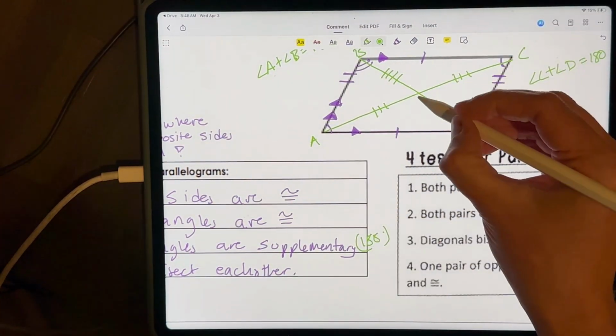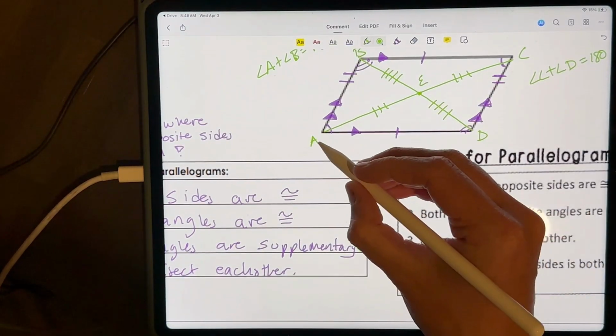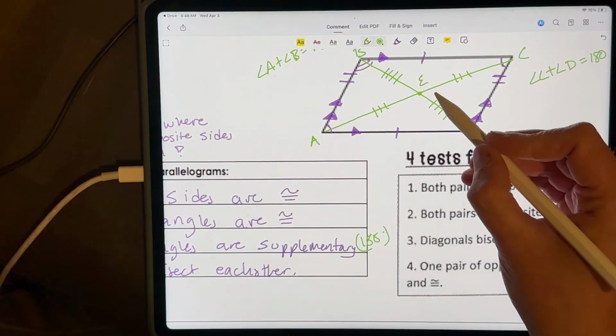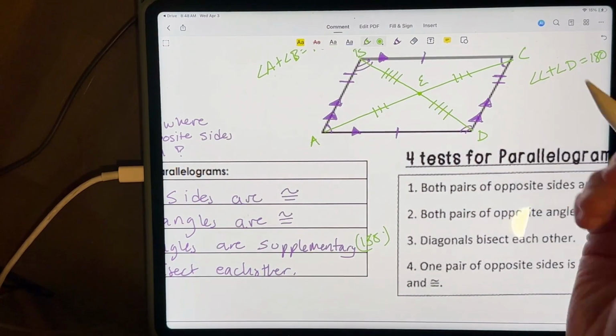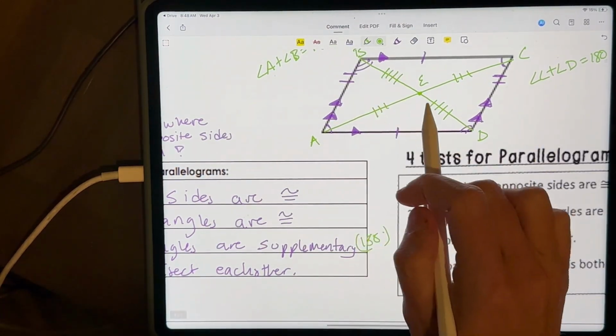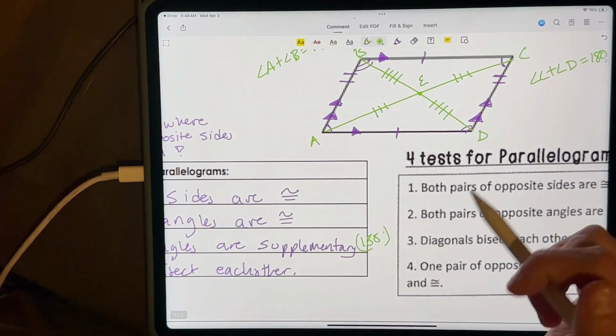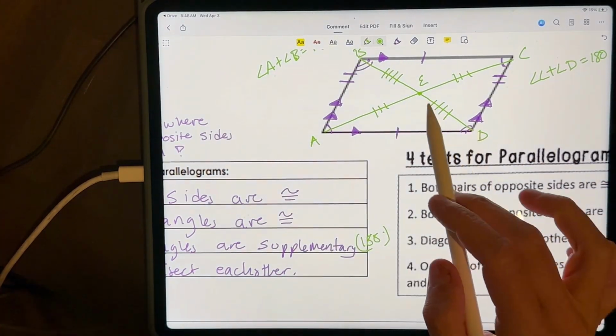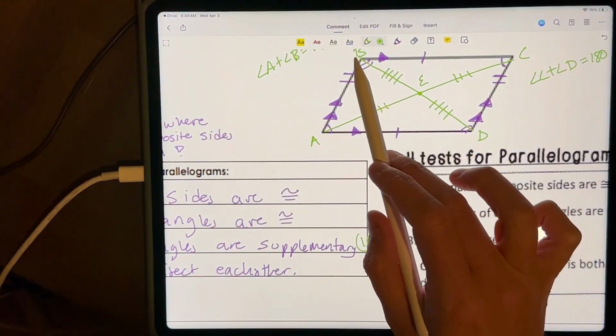So if this was point E, you would say AE equals EC, okay, same thing. BE matches ED, okay. If I was giving you the full length, you could multiply either one of those pieces by 2 to equal the full length.